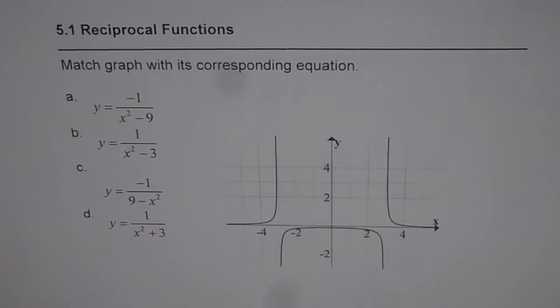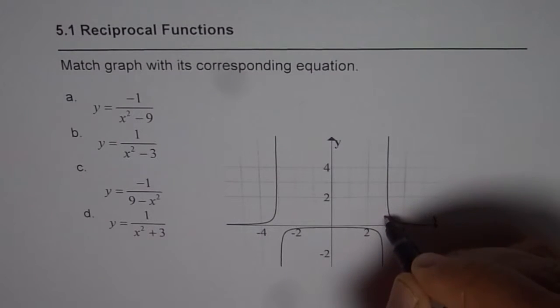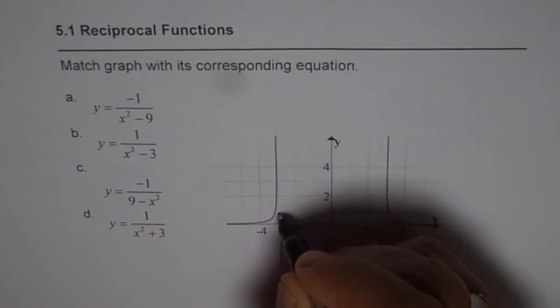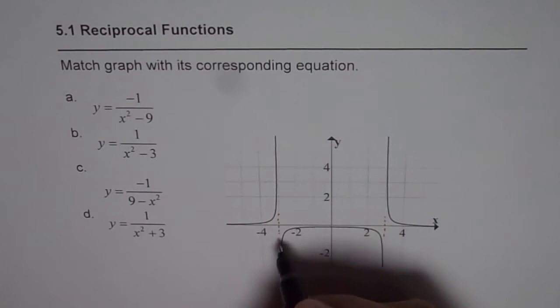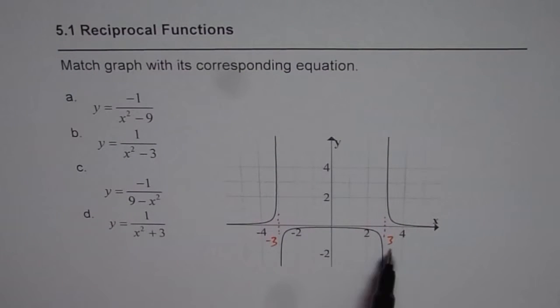Now this one here has a graph with two vertical asymptotes, right? So the one is here, the other one is at this place. So the vertical asymptotes are at -3 and +3. So that means the denominator should be 0 for plus and minus 3. Now which one is the right option?